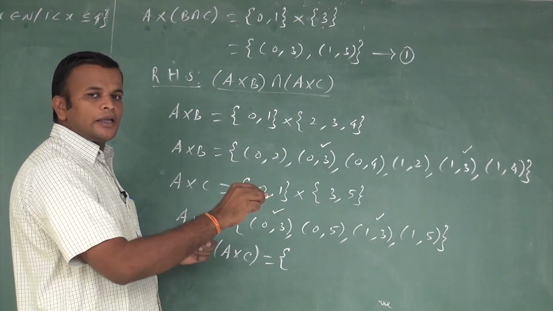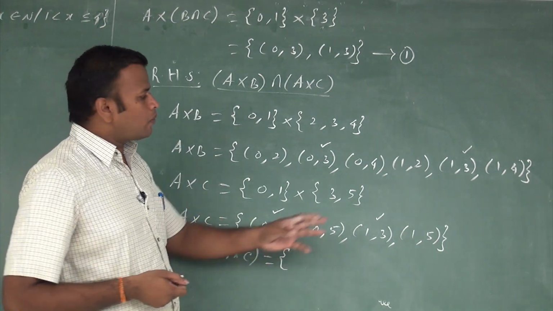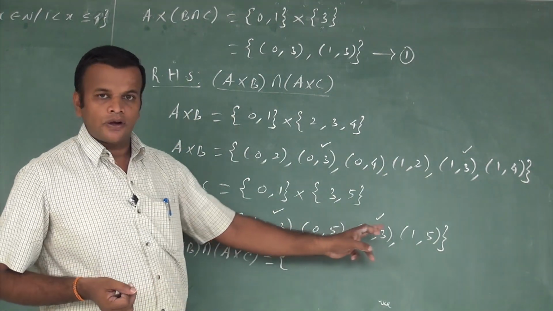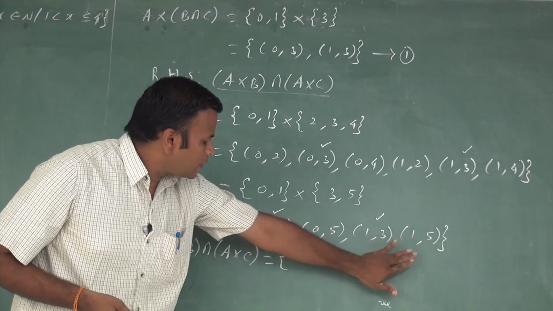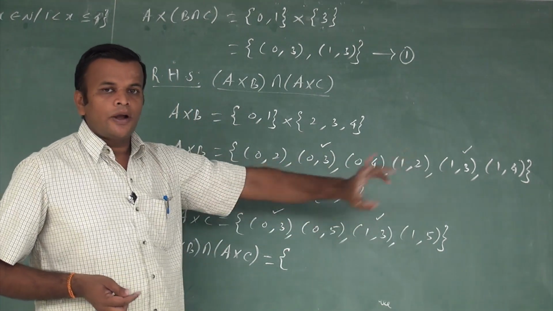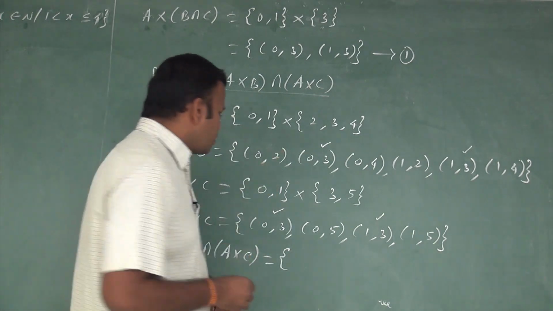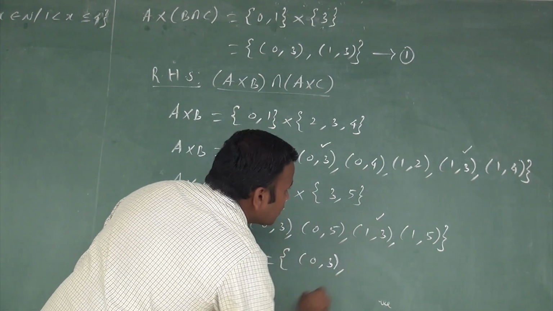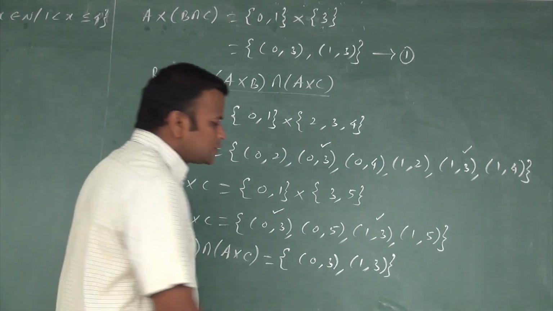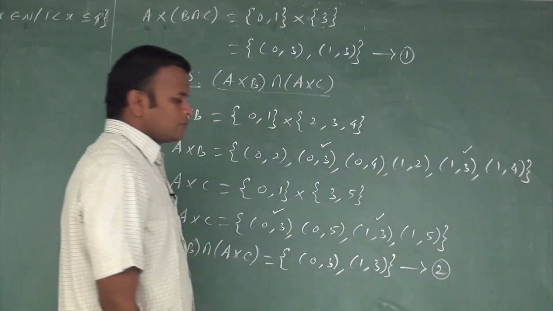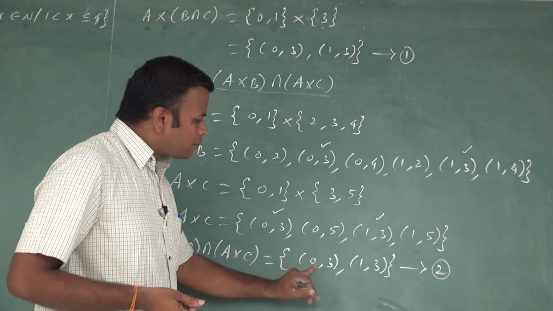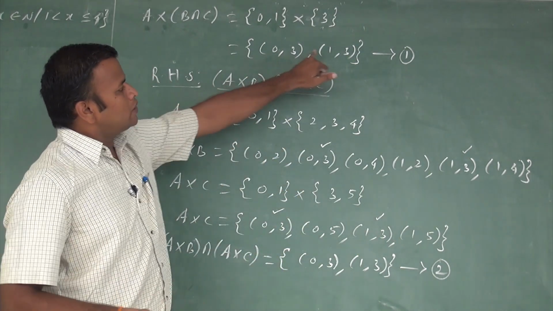Other than these two ordered pairs, is anyone common in both? For example, I take 1, 2 in A cross B. You see whether the ordered pair 1, 2 lies in A cross C? It is not there. And suppose I take 1, 5 in A cross C. You see whether it lies in A cross B? It is not there. So only two ordered pairs are possible: 0, 3 and 1, 3. So this is the value of A cross B intersection A cross C. Now I put it as the second equation. Now you see from 1 and 2, in the first equation also there are these two pairs, 0, 3 and 1, 3.